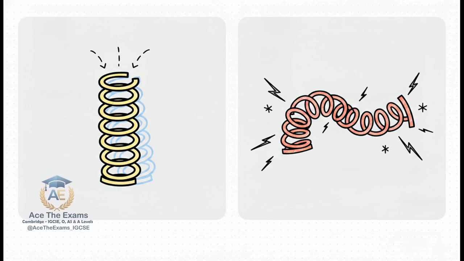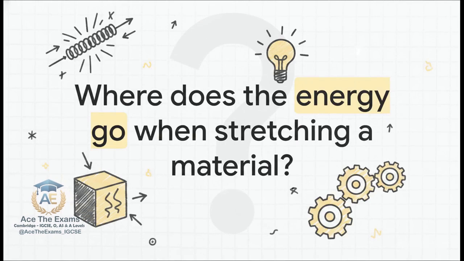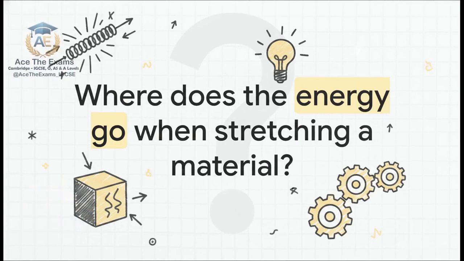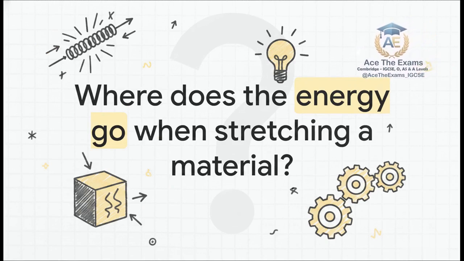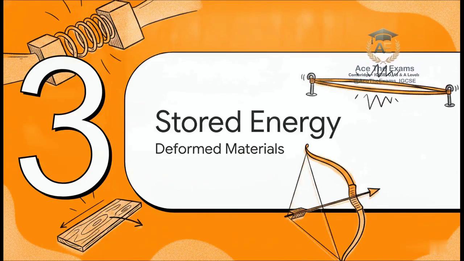plastically deformed it. This raises a really interesting, essential question about the physics taking place right before that limit of proportionality is breached. Because you are actively applying force over a distance, which means you're doing physical work. Where exactly does all that energy go? That brings us perfectly to Section 3, Energy in Deformed Materials.